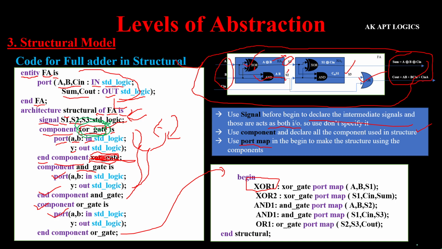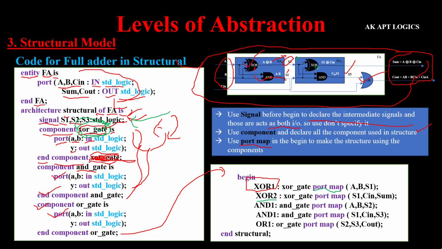And then port map. What are the inputs to the XOR gate? A and B. So in the parenthesis A comma B, and then what is the output as per the circuit? It is S1, which is an intermediate signal which we have already declared. S1, bracket close and semicolon.